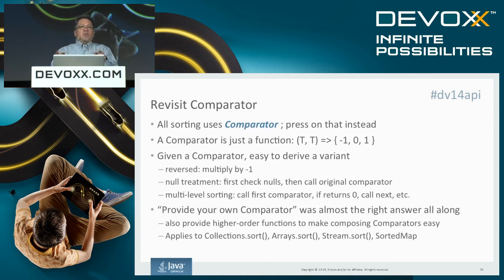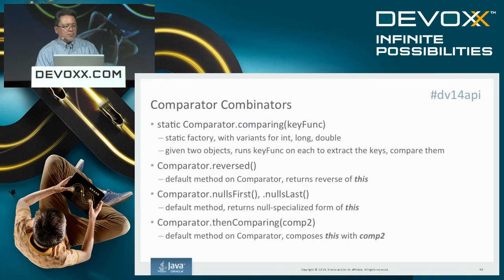And once you've done this, you have a comparator that can be applied to all of these cases: collections, arrays, streams, and sorted maps. So what we've done in Java 8 is use this to create a whole family of what we call comparator combinators, which are ways of constructing comparators and also combining comparators. So given any comparator, we can create the reverse comparator. Given any comparator, we can layer on nulls first or nulls last over it. Given any two comparators, we can say, call this comparator, then comparing the other one. So we compose those into a single comparator.